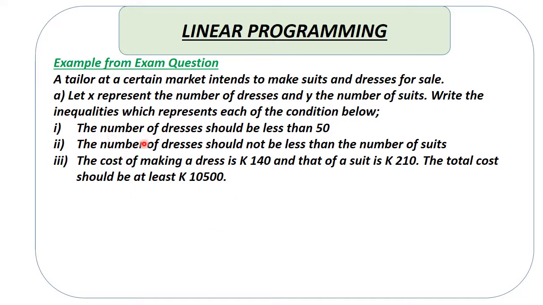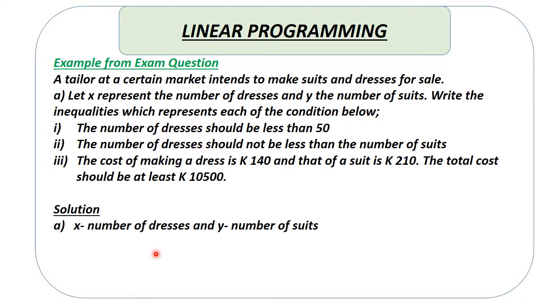The first one is the number of dresses should be less than 50. So number of dresses is being represented by x. Whenever you see number of dresses, you should see that should be x. So x should be less than 50. So x number of dresses and y number of suits. So x less than 50.